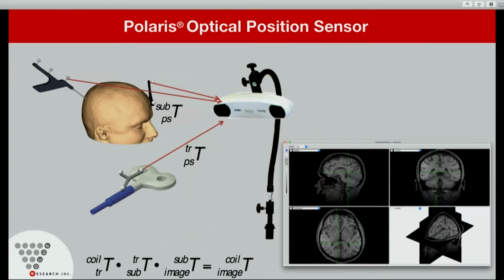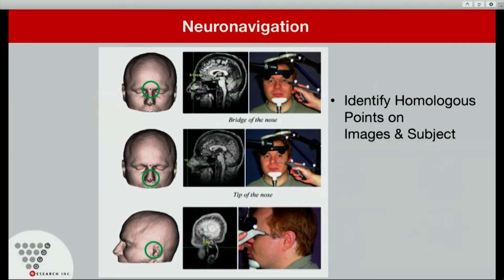So instead of a map, you can think of the structural MR images of your subject as being the Google map. Just like calibrating the Google map by identifying some points in both of these reference frames, we can identify points on the computer images of my skin, so the bridge of my nose, tip of my nose, and some spots on the ear. And then we can use a track pointer to touch those same locations. That allows the computer to calibrate the system much like a GPS is calibrated.